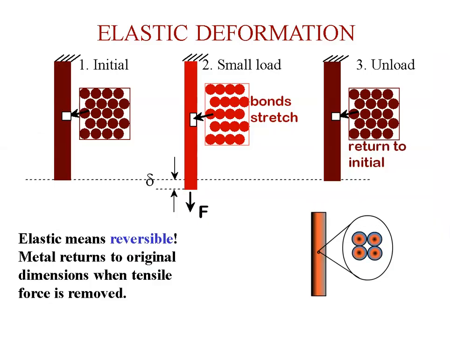If we take a microscopic view of elastic deformation, the bonds are stretching ever so slightly, but when the force is released, the material unloads and returns back to its initial shape. So elastic basically means reversible.